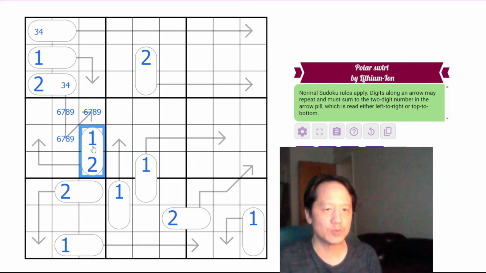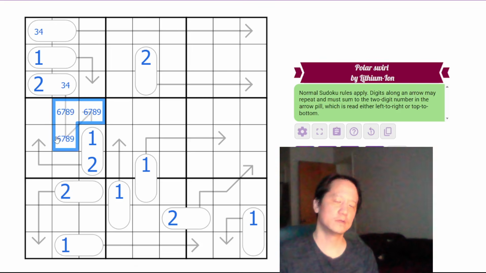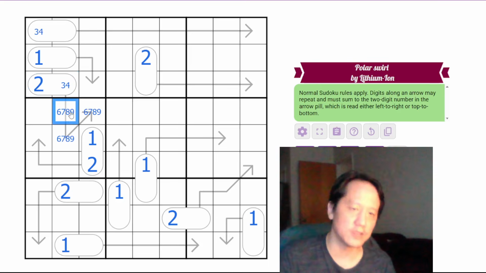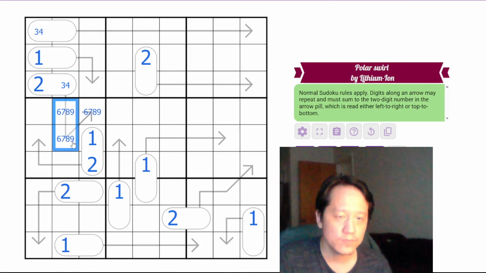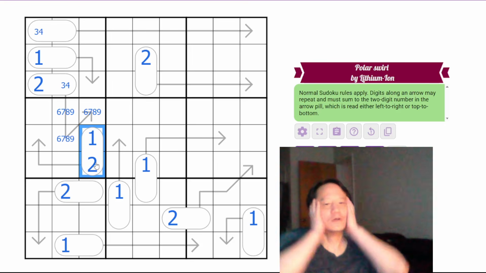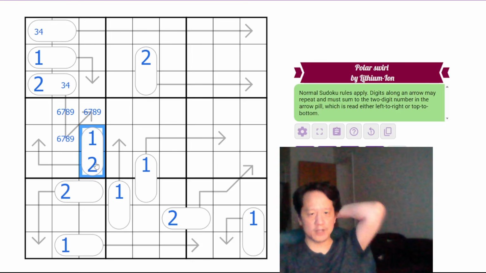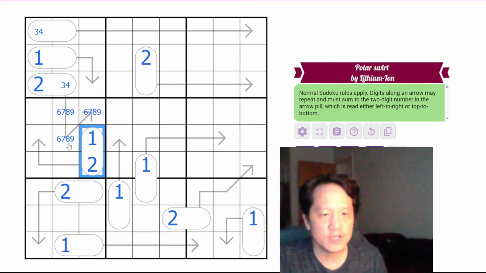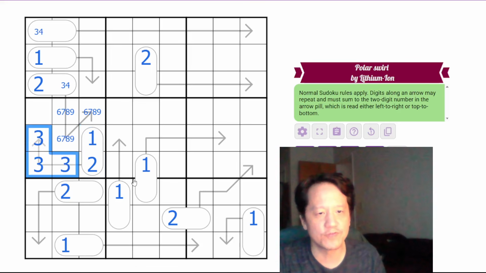So this is 12, this is 23 or 24. If it's 23 here, we don't have a 1 or 2. So 12 plus, okay, so to add up to 12, it has to be 3, 4, or 5.